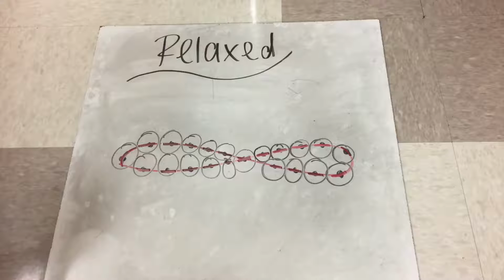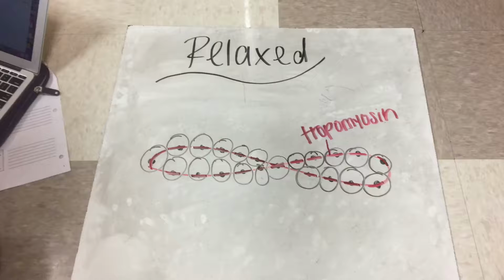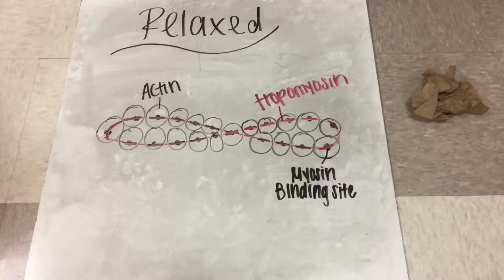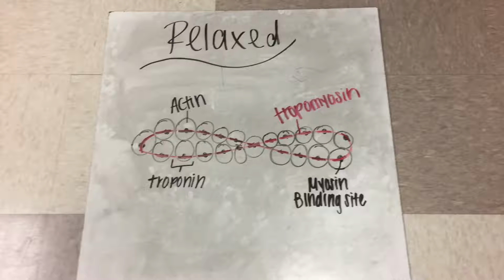Taking a closer look at strands of troponin complex, we have our tropomyosin, which blocks myosin binding sites. Actin, which will bind to the myosin after contraction, and myosin binding sites, which are covered by tropomyosin. And then troponin, which is a protein attached to the tropomyosin.